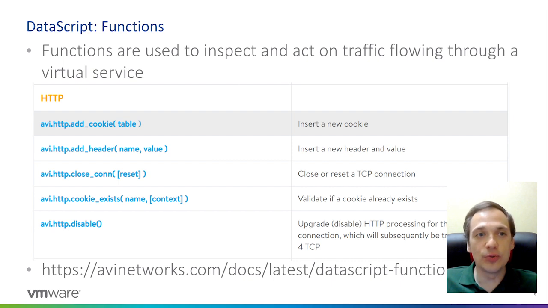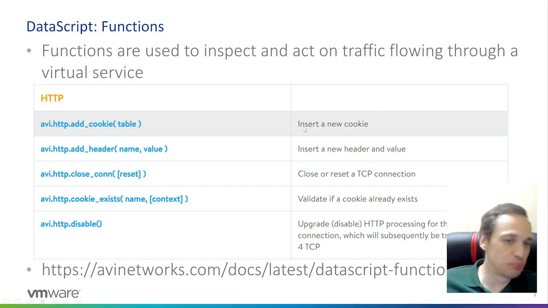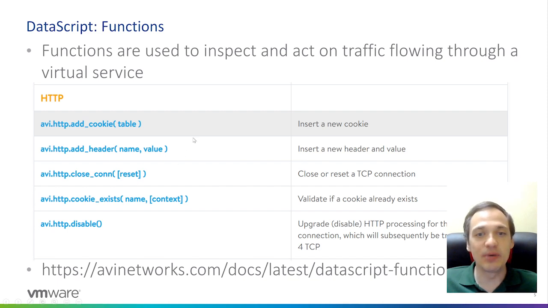DataScripts uses functions. Functions are used to inspect and act on traffic flowing through the virtual services. For example, let's take a look at the HTTP add cookie function. It will be in a DataScript, and what this function does is insert a new cookie. Or let's say AVI HTTP header. This function, when used in the DataScript correctly, will insert a new header. All HTTP functions are well documented and located on this link.